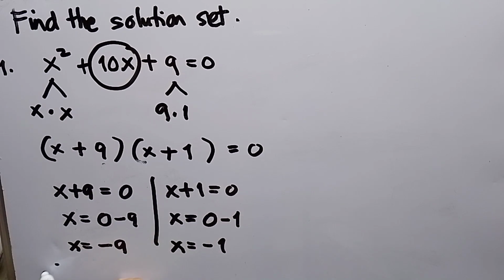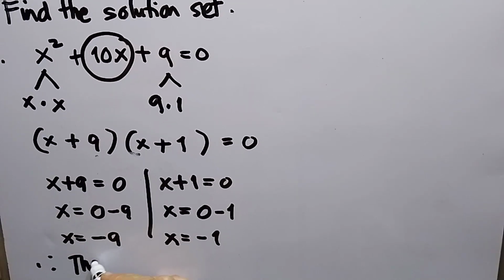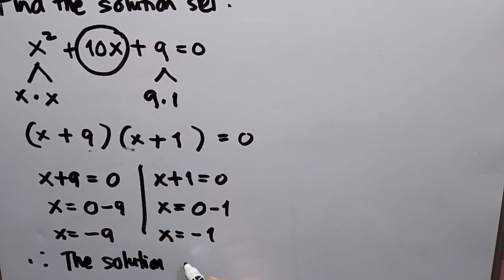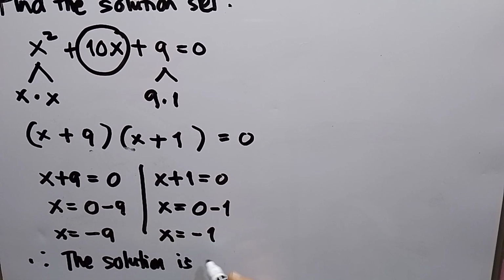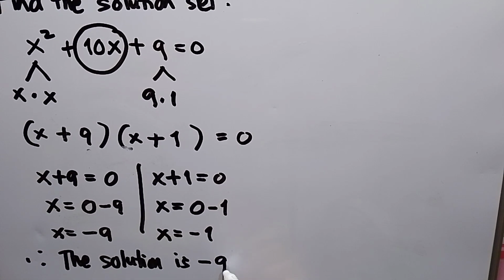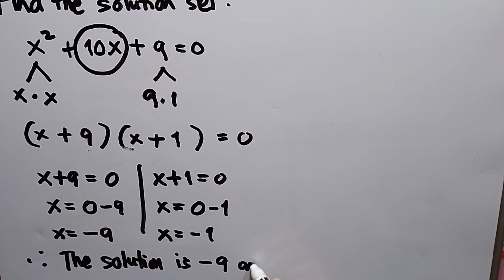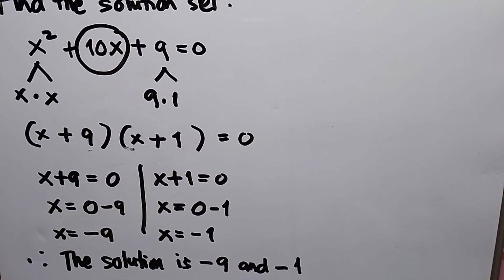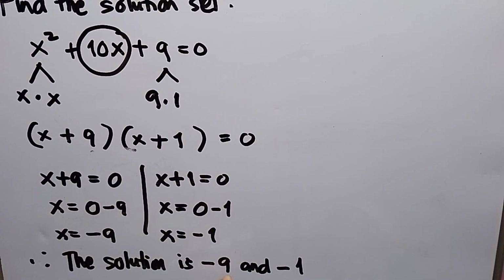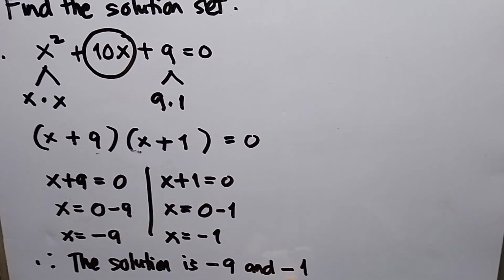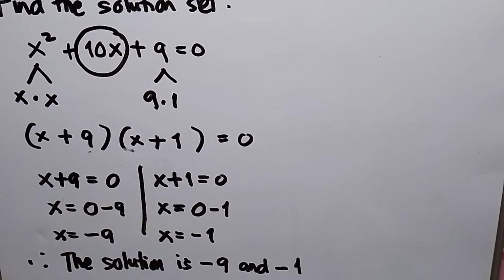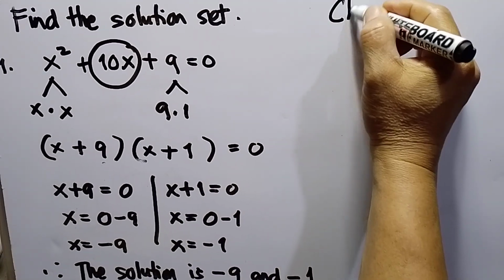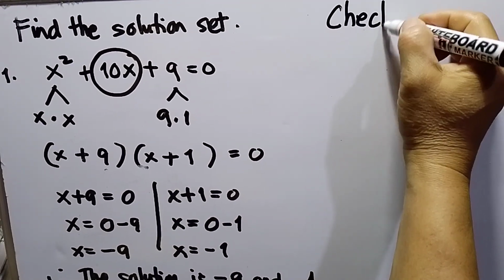So therefore, the solution set is negative 9 and negative 1. So you can check this one by using this negative 9 and negative 1. Substitute the value of x in the given equation. So I will give you one checking only for number 1.